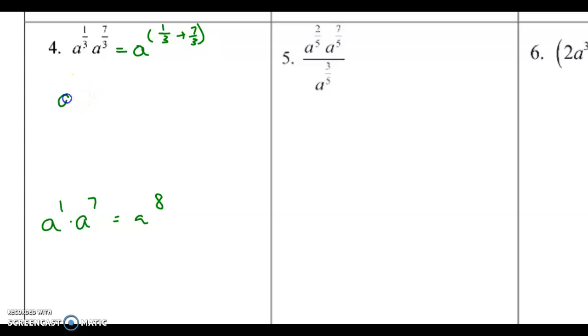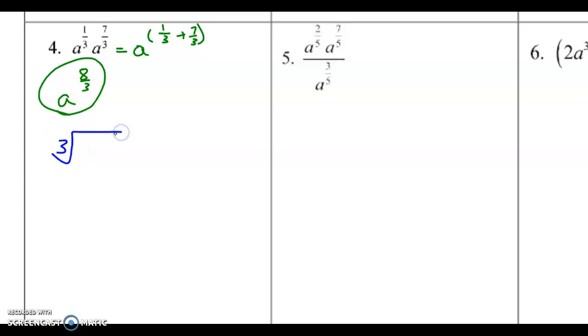So it becomes a to the 8/3. So if the directions said write your answer as rational exponents, we would be done. If the question said write your answer as a radical, we've got a little bit more work to do here. So first I'm going to think of that number on the bottom, remember that's the root, the index, and so it's the cubed root of a to the 8th.